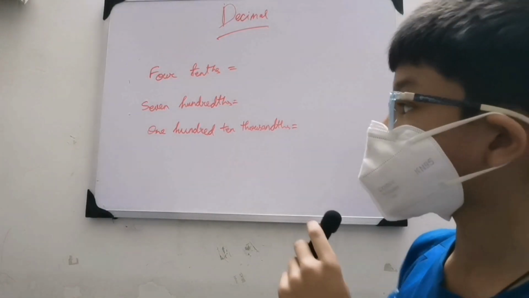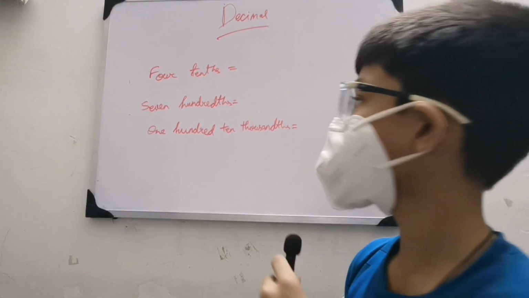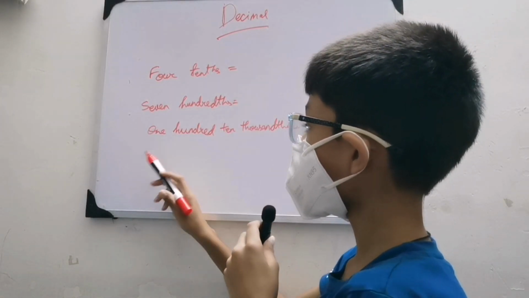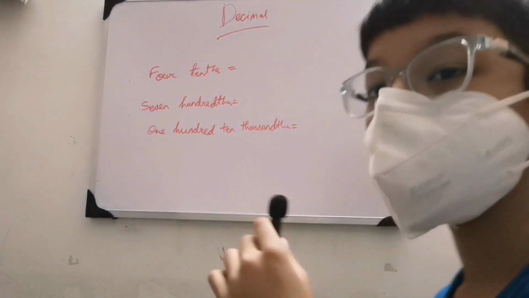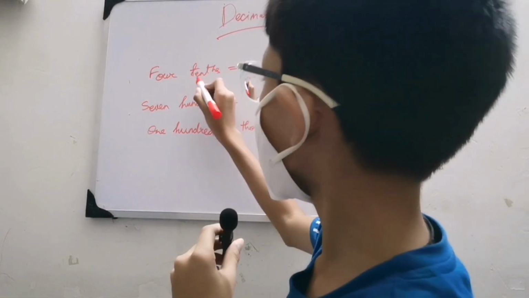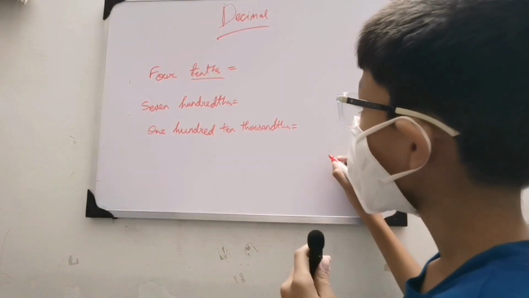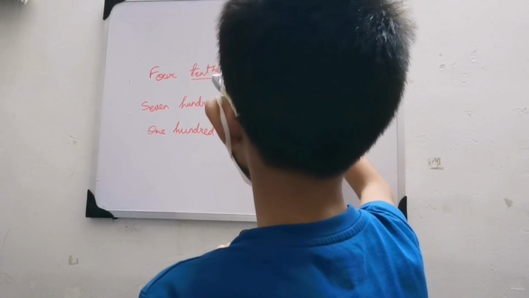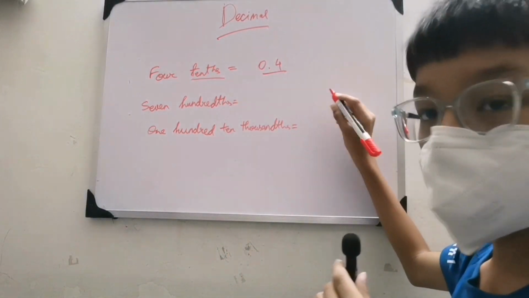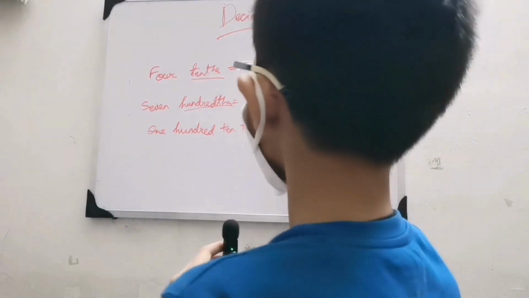Hey guys, now in the exam there is a high chance they will give these types of questions for decimals. Say, 4 tenths equal to what? 7 hundredths equal to what? 110 thousandths equal to what? Now let me teach you guys this. Now there is written 4 tenths. That means it's 4 by 10, so it will be written like this, 0.4, in decimal form.